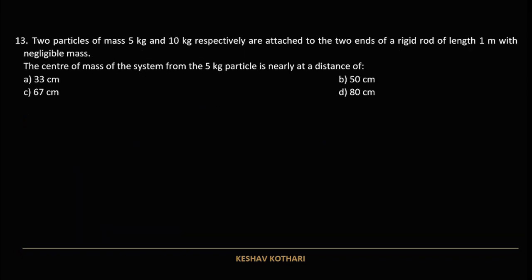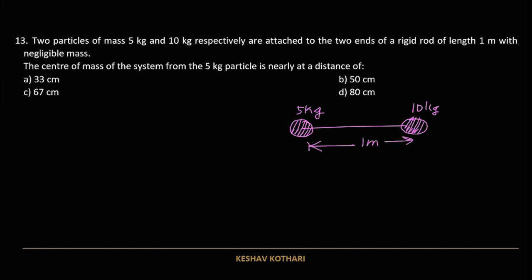In problem number 13, it is asked: two particles of mass 5 kg and 10 kg respectively are attached to the two ends of a rigid rod of length 1 meter with negligible mass. The center of mass of the system from the 5 kg particle is nearly at a distance of. So if we consider this problem, there is a 5 kg mass connected with a light rod to a 10 kg mass, and the separation between them is equal to 1 meter.